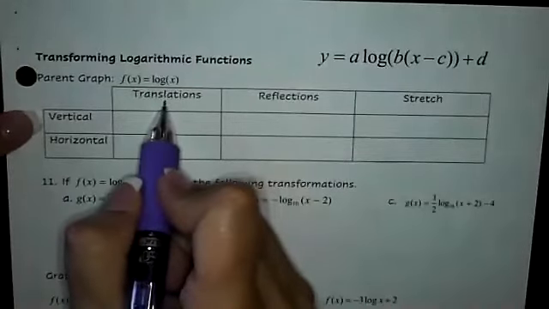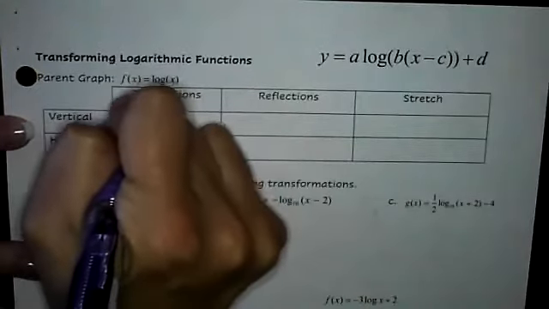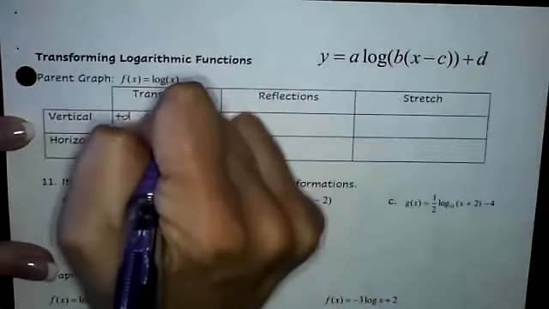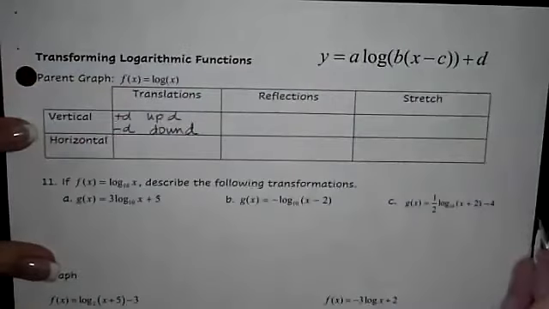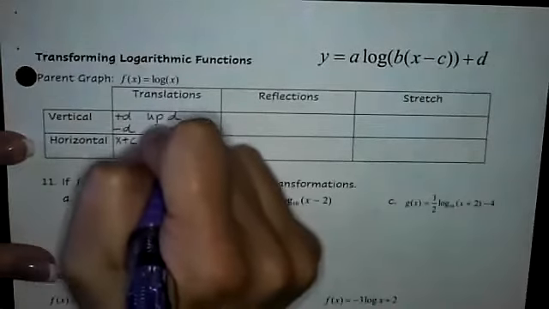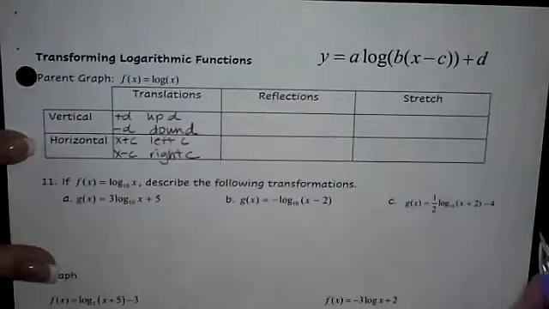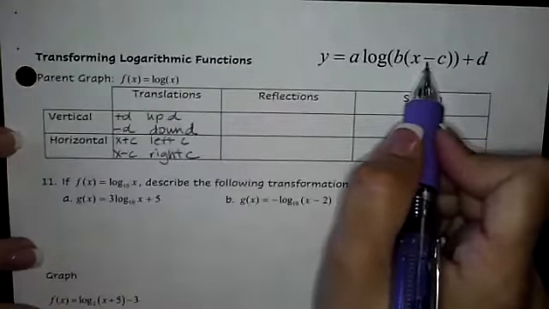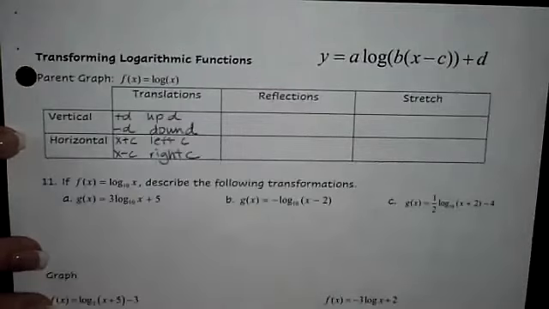For the translations, for vertical, we're talking about D. So if it says plus D or minus D there at the end, this is up and down. For the horizontal, that's talking about C. And when it says x plus C, it goes to the left. And when it says x minus C, it goes to the right C. Because remember, minus is part of the formula. So if C was negative, the minus and the negative would cancel out and turn that into plus. That's why that goes to the left.